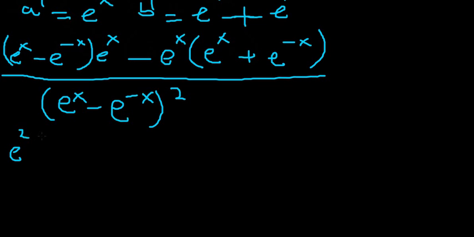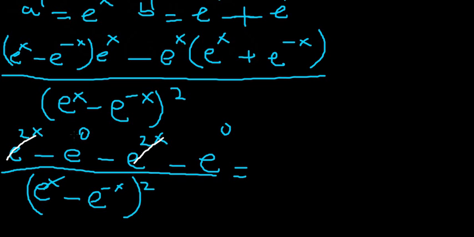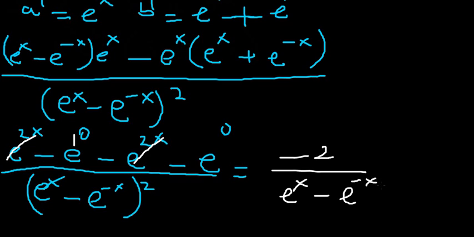So for the numerator, we are going to have e raised to 2x minus, for this other part it will be e raised to 0. Then for this other part we're going to have negative e raised to 2x, and then negative e raised to 0, and then all over e raised to x minus e raised to negative x squared. So let's work out the numerator. So e raised to 2x is going to cancel, and then e raised to 0 is supposed to be 1. So this will give us negative 1 to give us negative 2, all over e raised to x minus e raised to negative x squared. So that will be the answer.